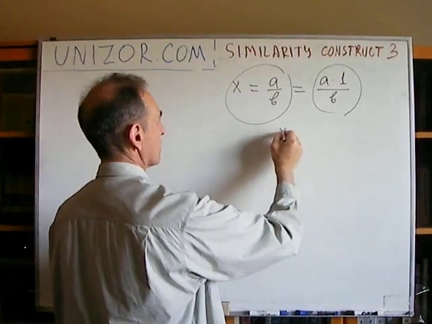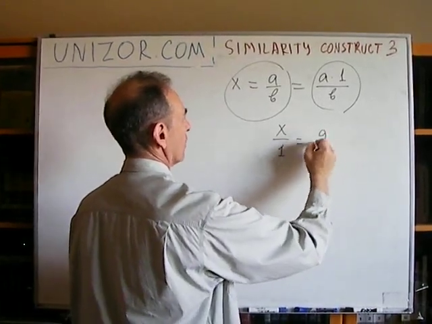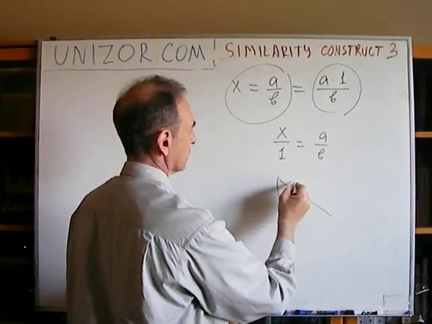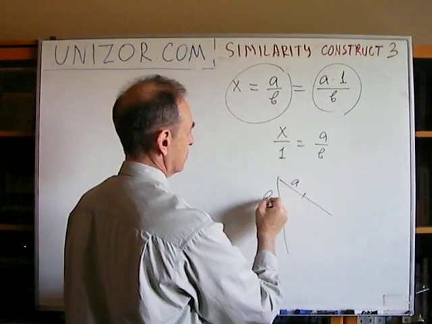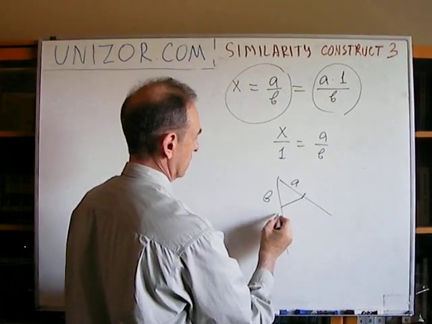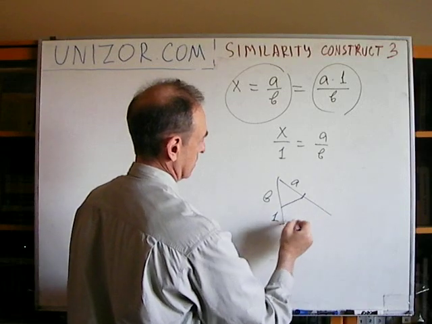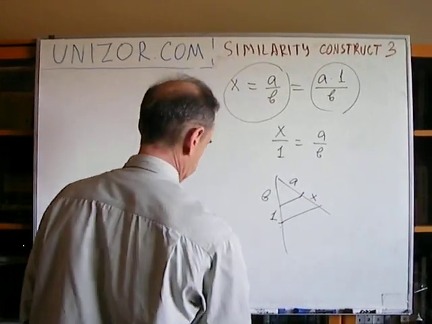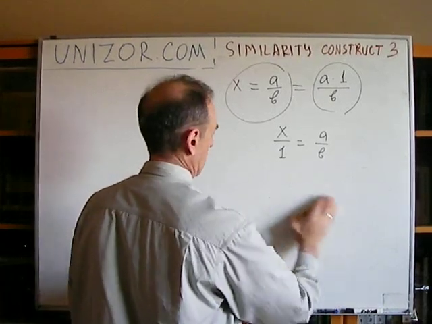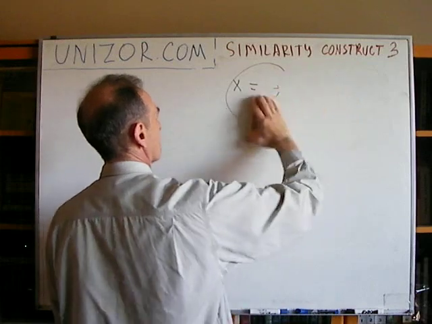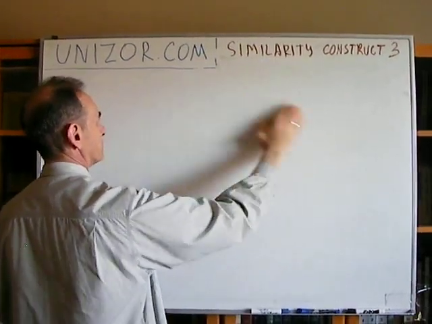Or if you wish, X over 1 is equal to A over B. And again, the way you construct it is A, B, and then you have 1 and a parallel line, that would be your X. So absence of a segment means you can substitute the segment of the unit length.